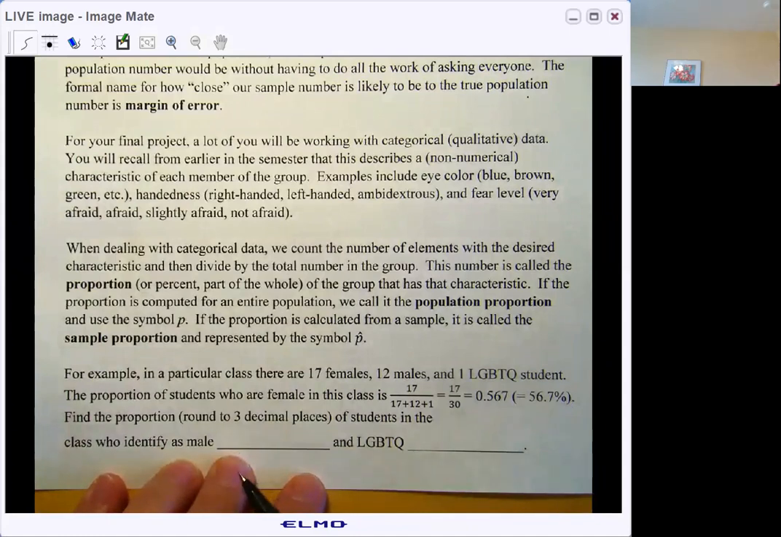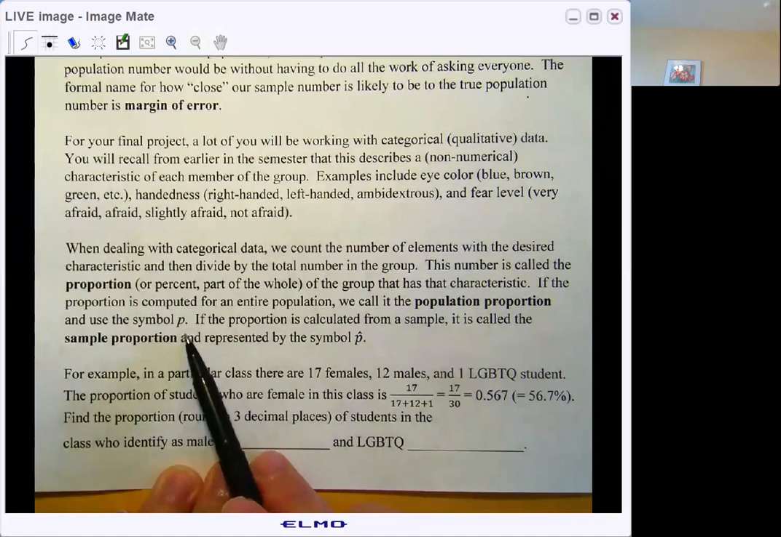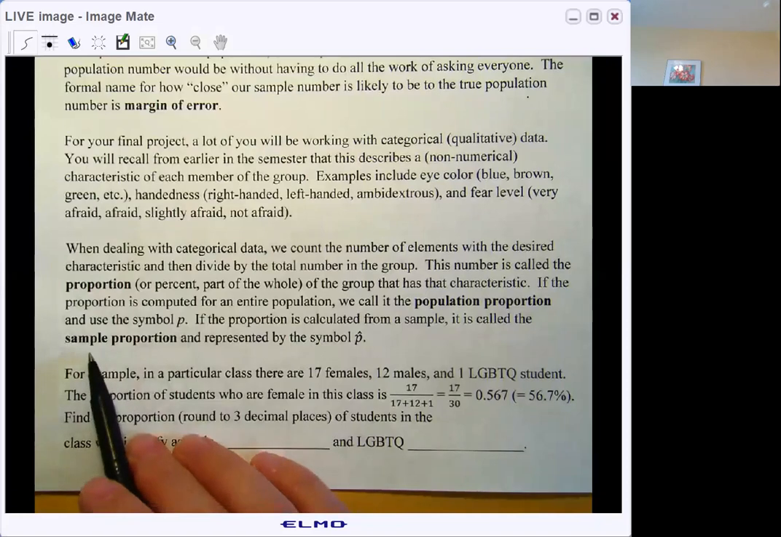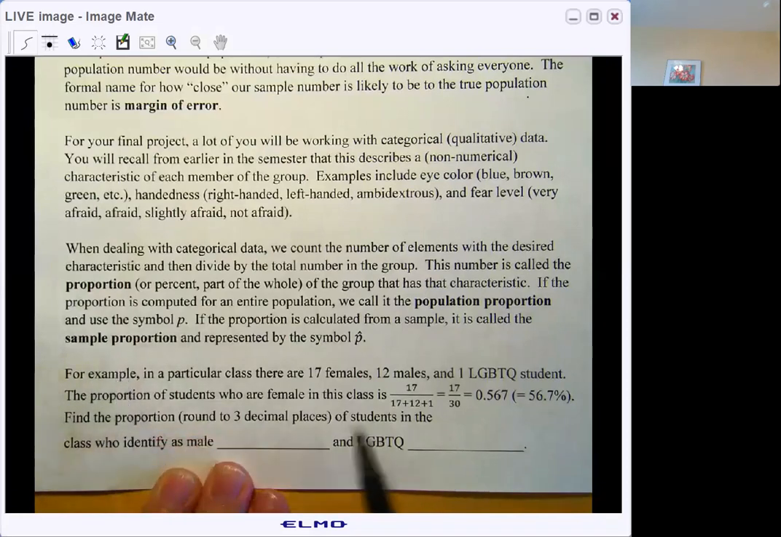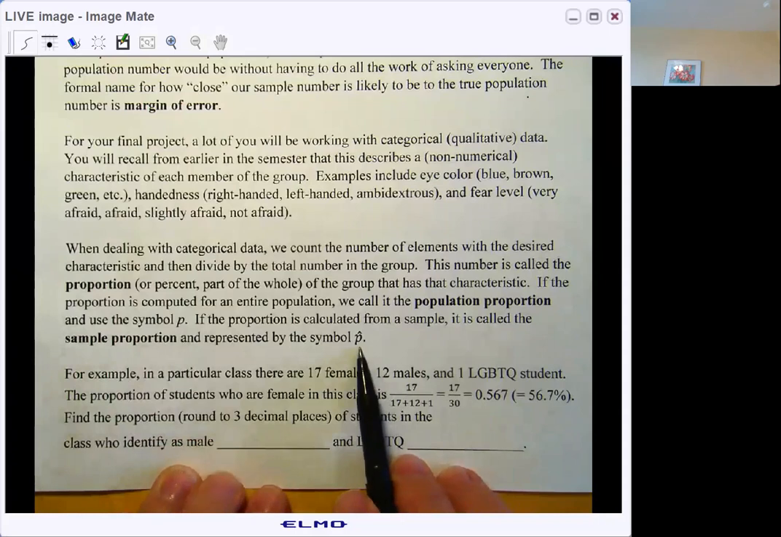This number is called the proportion, or percent, part of the whole, of the group that has that characteristic. If the proportion is computed for an entire population, we call it the population proportion, and we use the symbol little p. If the proportion is calculated for a sample, on the other hand, it's called, oddly enough, the sample proportion, and we represent that by the symbol p hat. Let's do a simple example here.